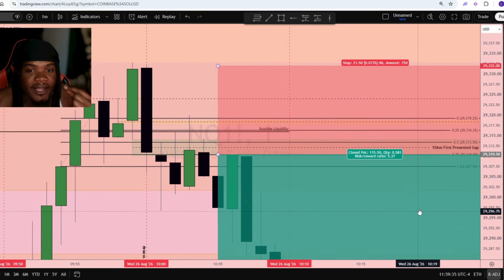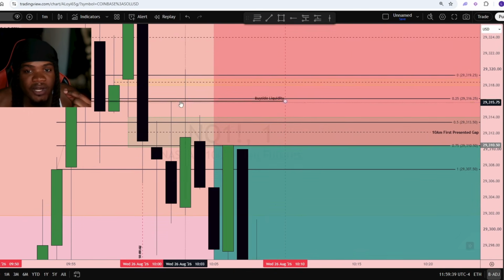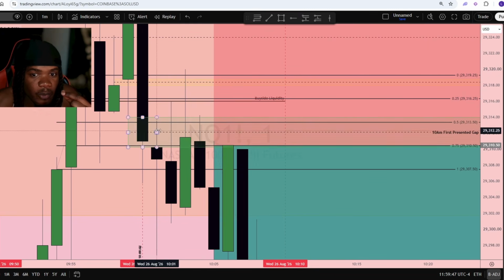So for my entry for this trade, I was looking to see if they will reach up into that volume imbalance and close below what? The 50% of that 10 a.m. first presented gap, which, as you can see, we push up into it, right? When we push up into it here, body close out of it. We push up into it here, touch the volume imbalance. The body closes below the 50%.